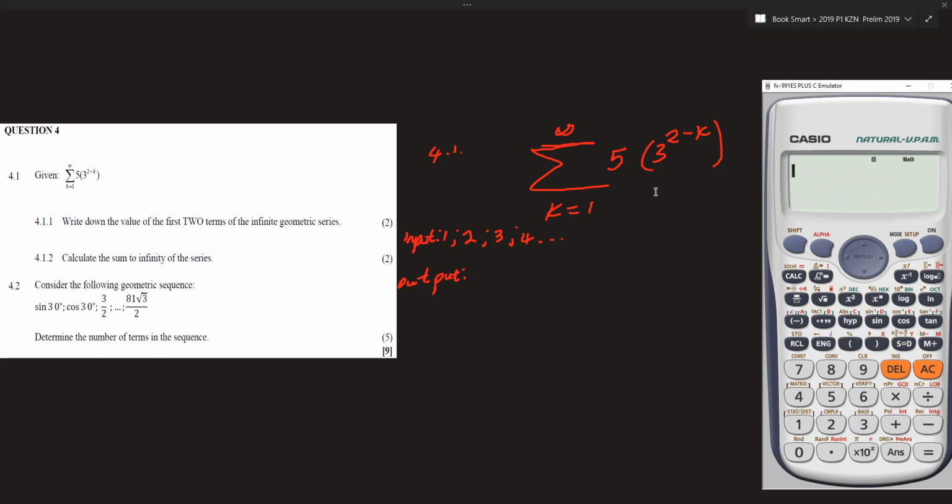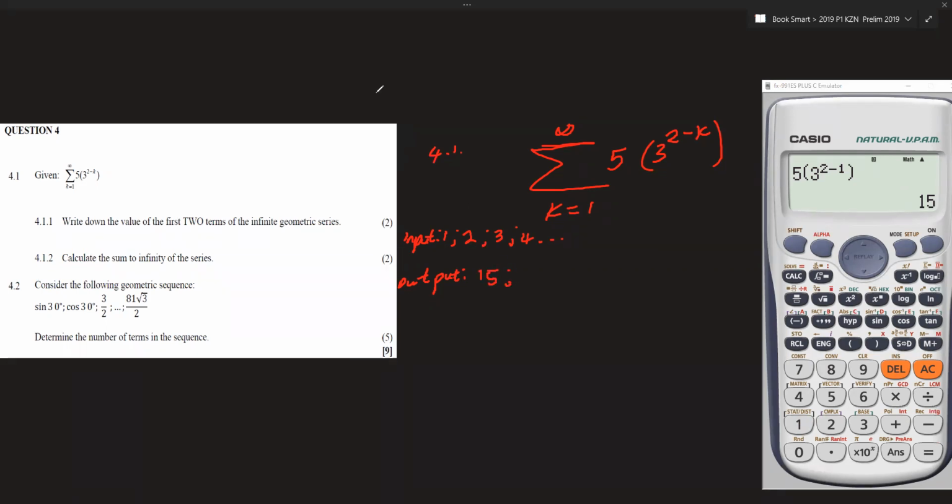So I'm going to type the function. This one here is the function: 5 times 3 to the power 2 minus k, where k is the input. Now, the first input is 1, so I'm going to input 1 and see how much I get. It says syntax error, it means I didn't type something properly. Okay, here, it must be like that, which gives us 15. So the first output is 15.